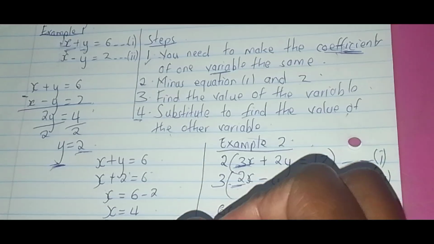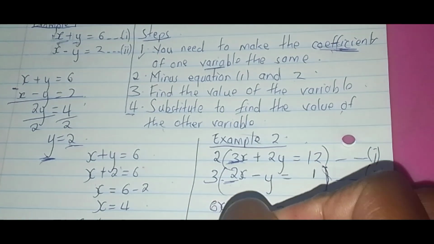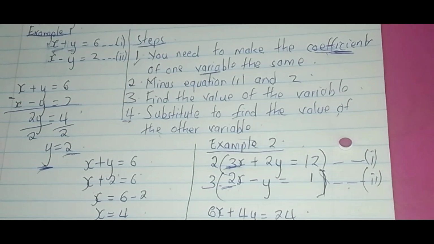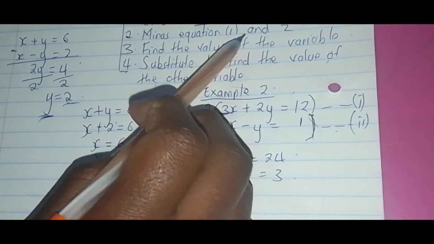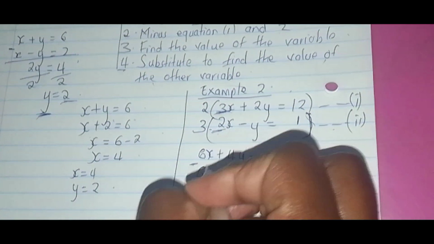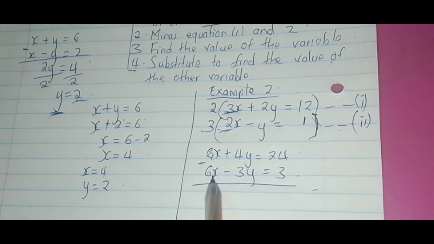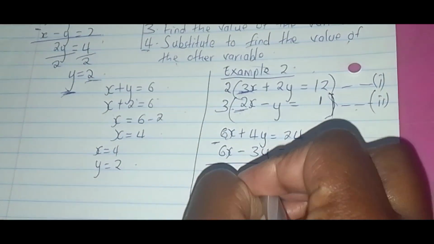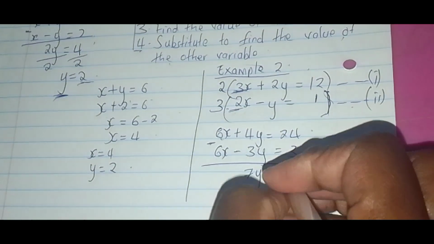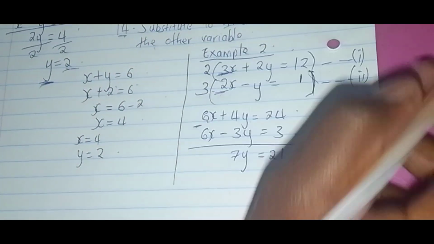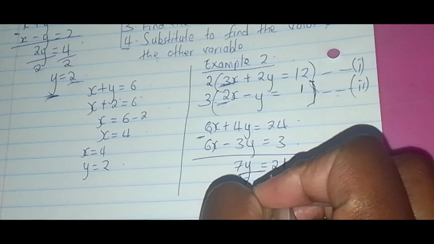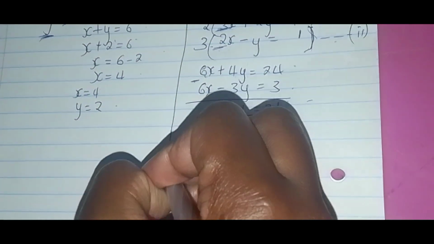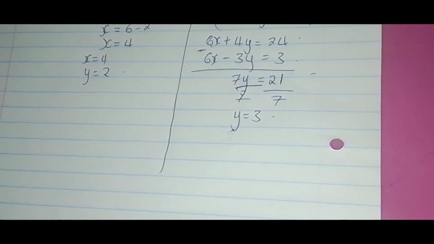Open the brackets. Second step, minus equation 1 and equation 2. So we are just going to minus 6x minus 6x, that's 0. 4y minus 3y, that's 7y, is equal to 24 minus 3, 21. Find the value of the variable. So we are going to find the value of the y variable. We divide by 7, we divide by 7, y is equal to 3. So we have already found the value of the y variable.